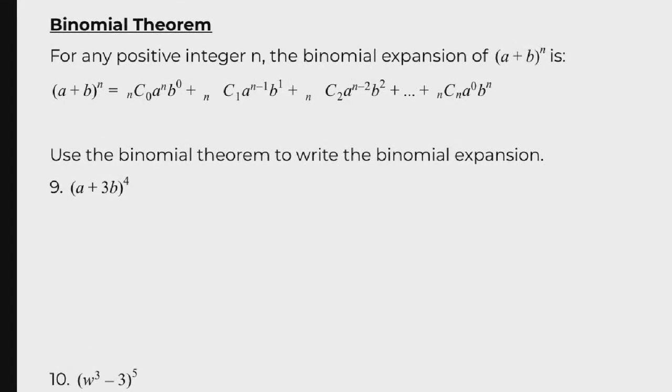So for any integer n, the binomial expansion of a plus b to the n power equals nC0 times a to the n b to the 0, plus nC1 a to the n minus 1 b to the 1, and all the way to nCn a to the 0 b to the n. So for a and b, it's very similar to what we did in Pascal's triangle, and the coefficients we're getting from the combination instead of from the triangle.